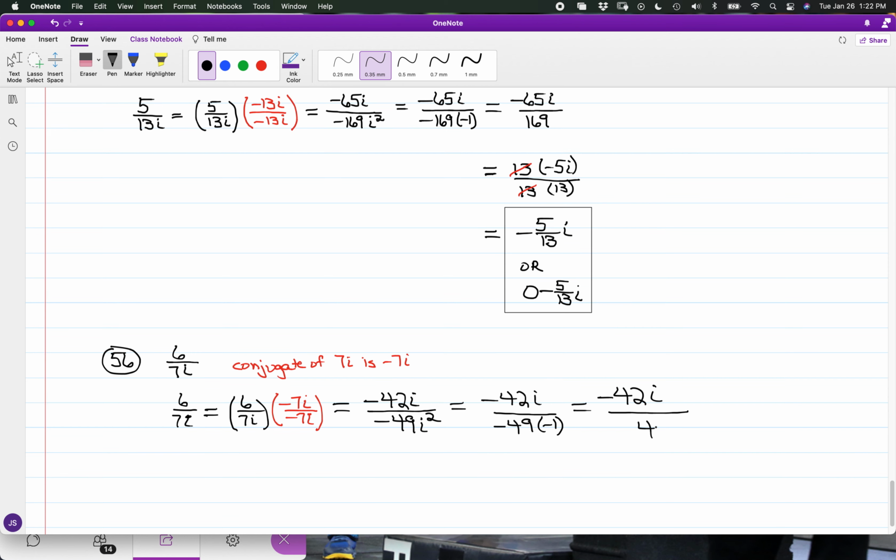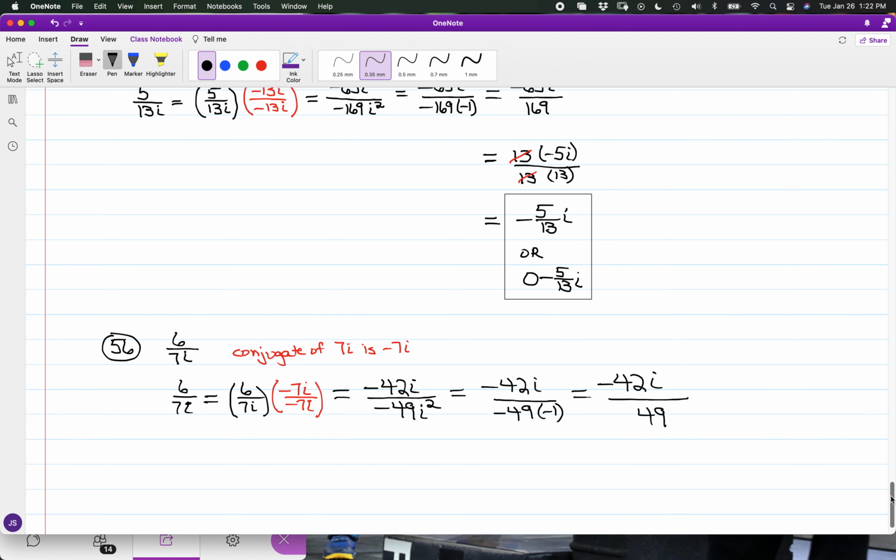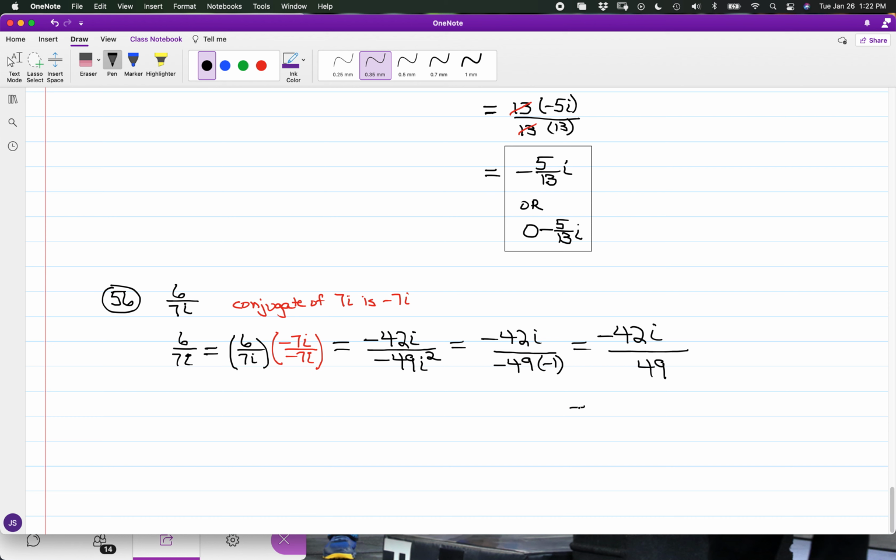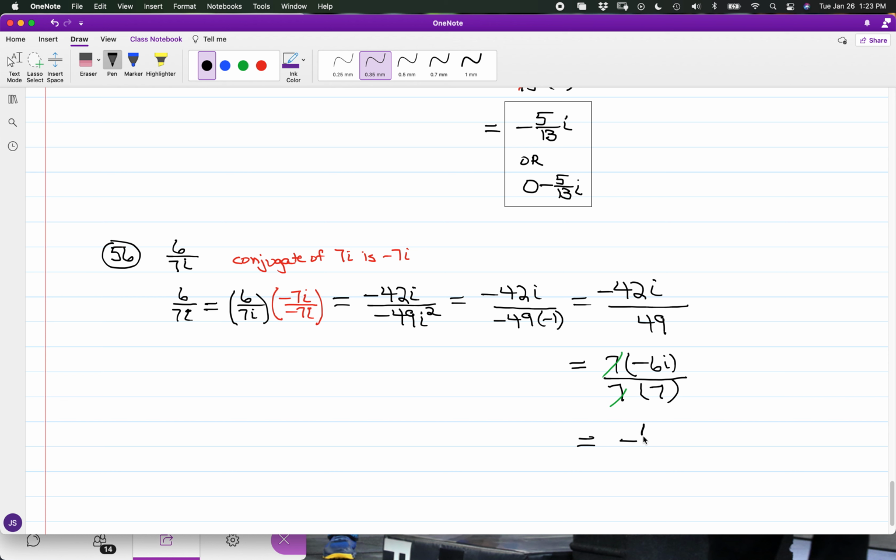Okay, so you have negative 42i over 49. And between negative 42 and 49, just like 13 earlier, we already have 7 as the greatest common factor between the numerator and denominator. So we have 7s to go out, and what we have here should be 7 times 7. And so for the end result here, we have negative 6/7 of i.